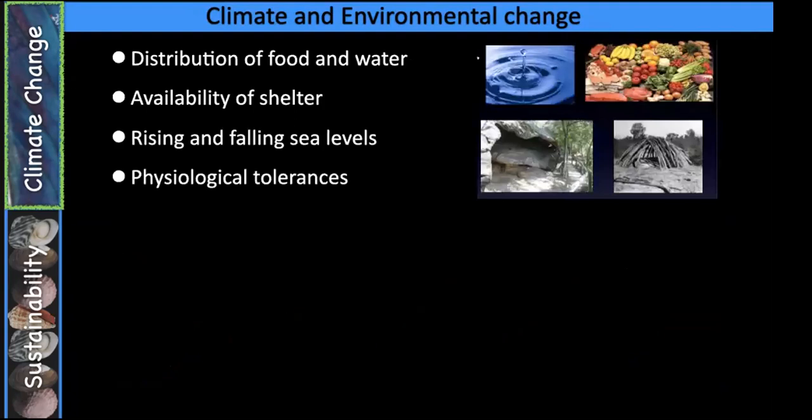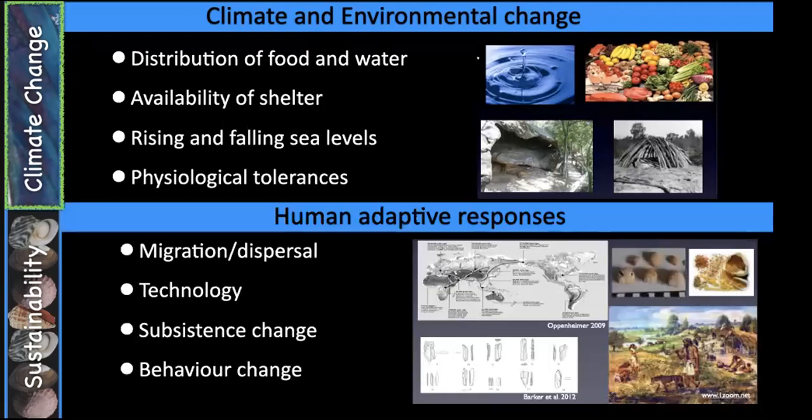So we know that climate and environmental changes affect the distribution of food, water, and the availability of shelter across the landscape, which has knock-on effects to any species relying on these resources. Rising and falling sea levels as a result of environmental changes will ultimately expose and cover tracts of land and their associated resources. And climate and environmental changes also impact the physiological tolerances of plants and animals that we rely on for subsistence. But we're not environmental determinists.